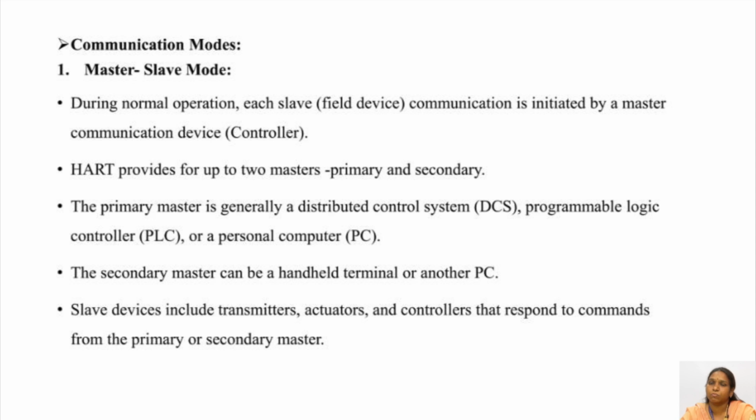So, communication modes. The first communication mode is master slave mode. During normal operation, for each slave, that is a field device, communication is initiated by a master communication device called controller. HART provides for up to two masters, one primary, the other secondary. The primary master is generally a distributed control system, programmable logic controller or a personal computer. The secondary master can be a handheld terminal or another PC. Slave devices can include transmitters, actuators and controllers that respond to commands from the primary or secondary master.